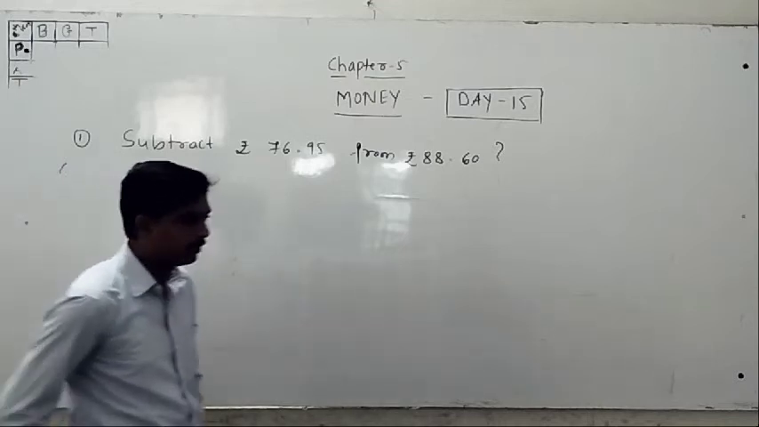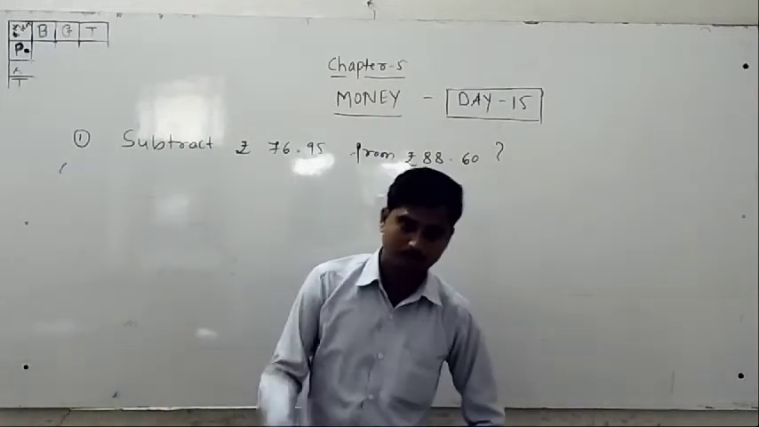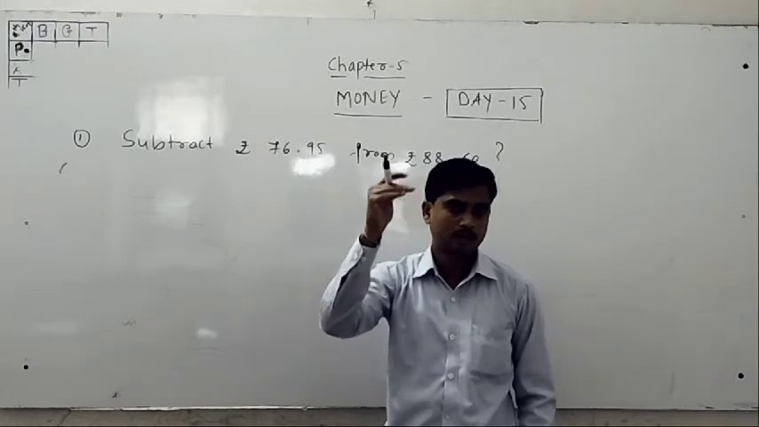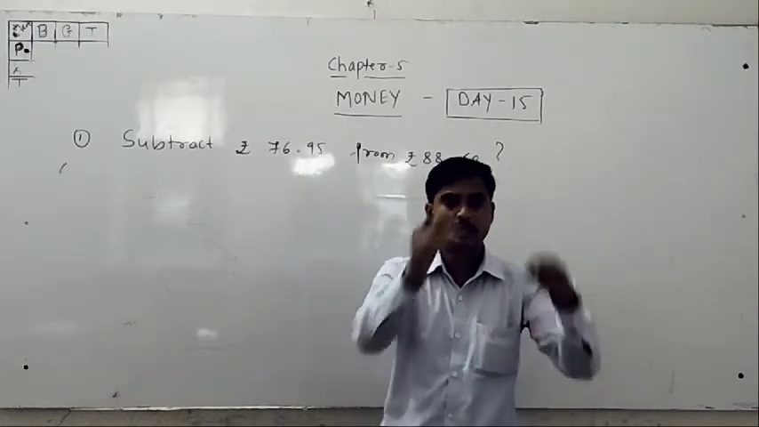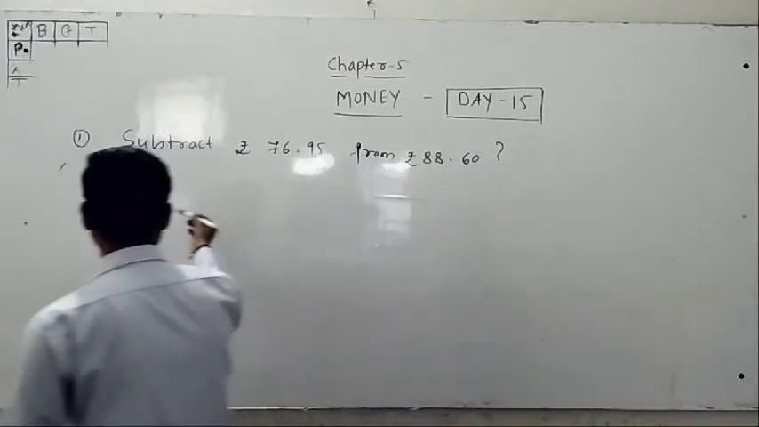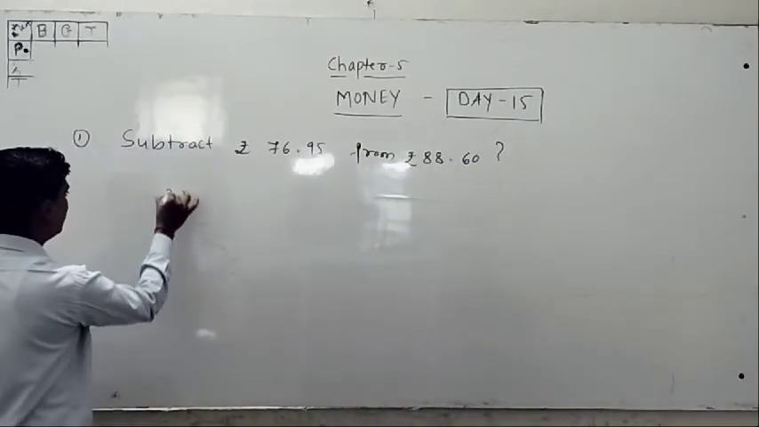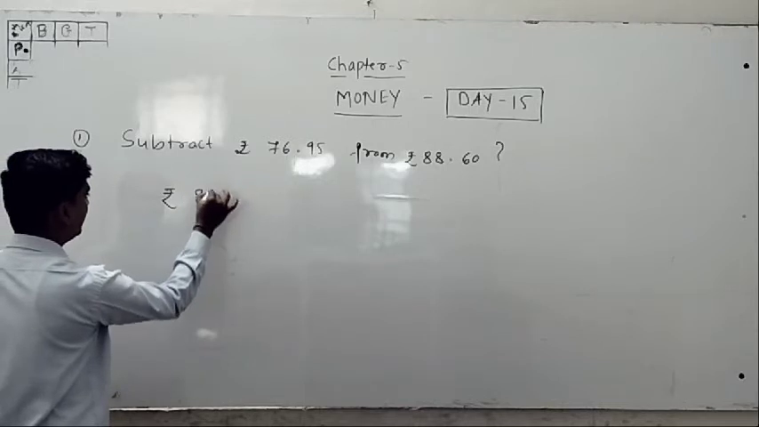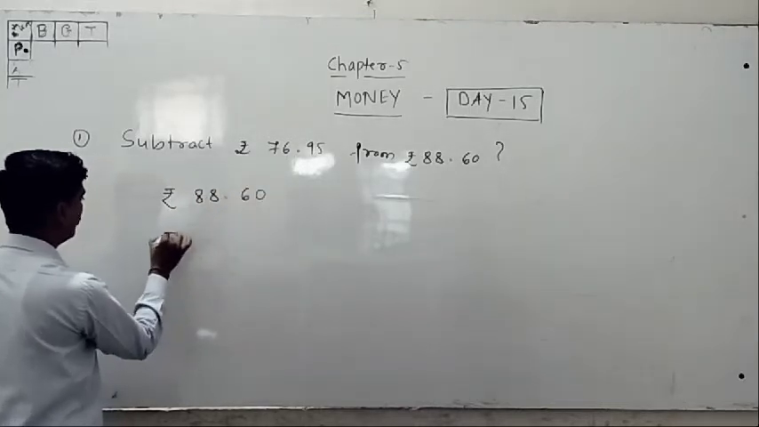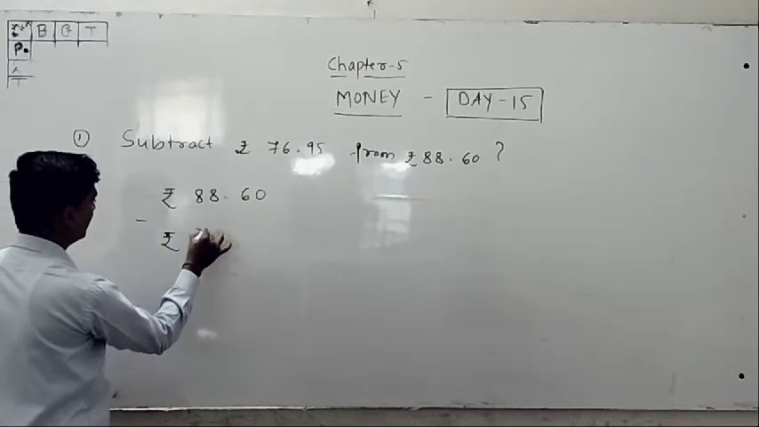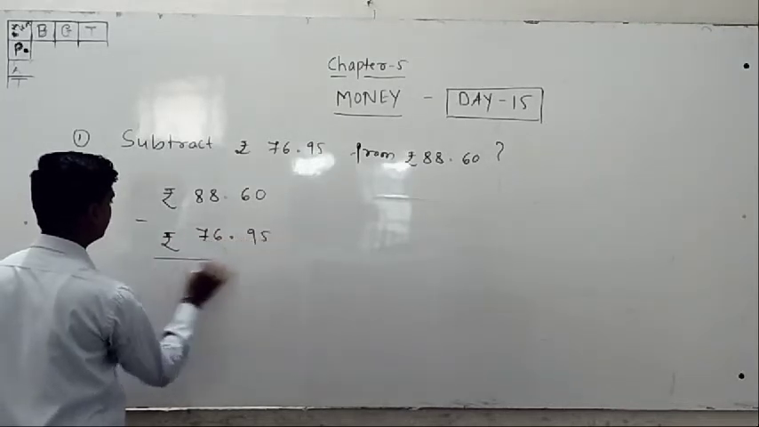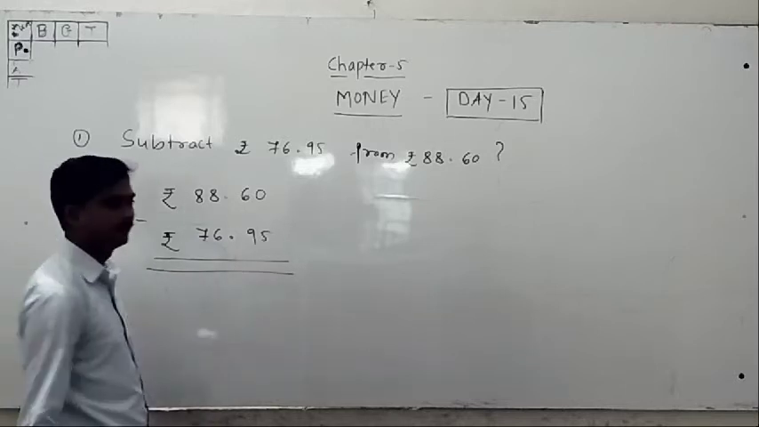But we already discussed in the previous class how to subtract rupees from rupees, then paise from paise. Understand? Now first of all you should write here rupees 88.60 minus 76.95. This is the given question.